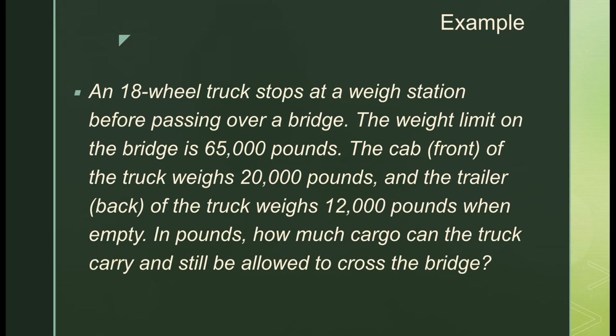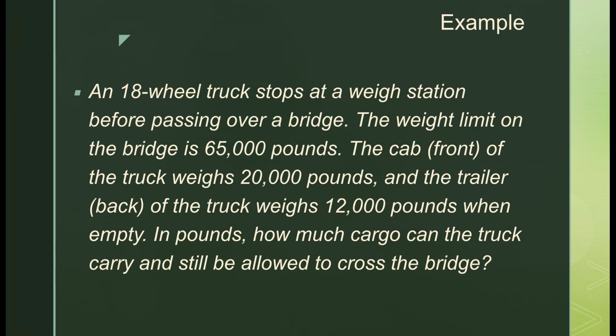Okay, it says an 18-wheel truck stops at a weigh station before passing over a bridge. The weight limit on the bridge is 65,000 pounds. The cab, which is the front of the truck, weighs 20,000 pounds. And the trailer, which is the back portion of the truck, weighs 12,000 pounds when empty. So in pounds, how much cargo can the truck carry and still be allowed to cross the bridge?